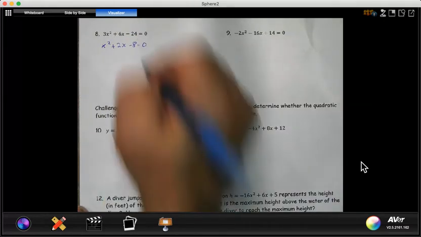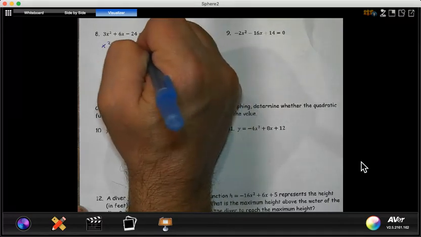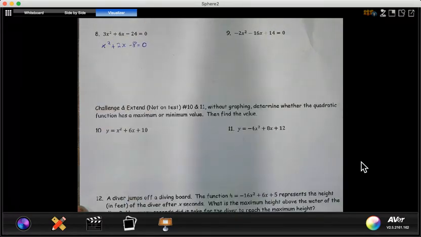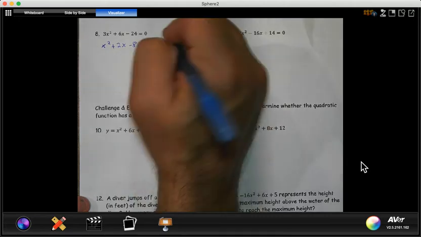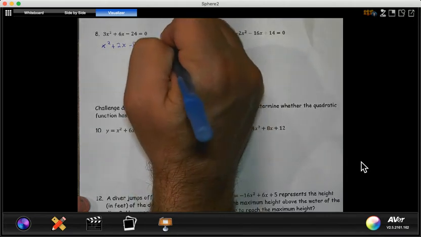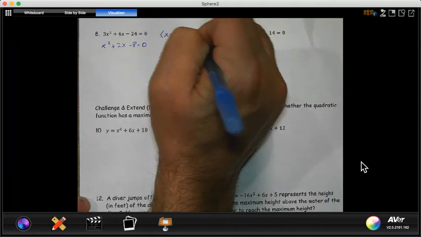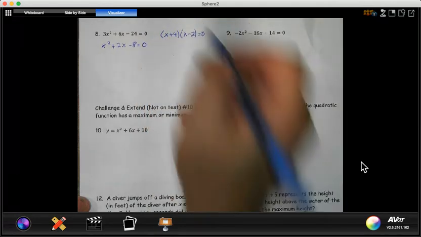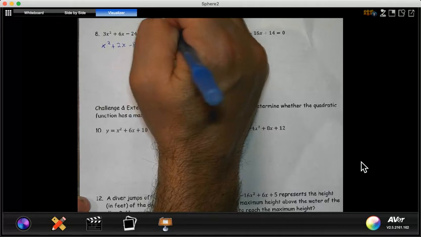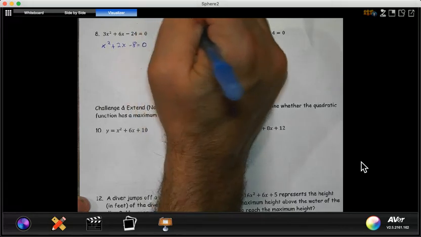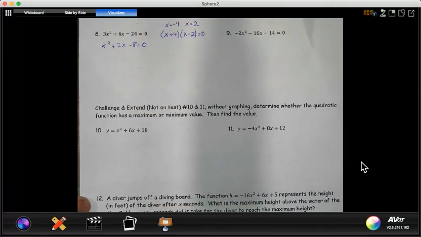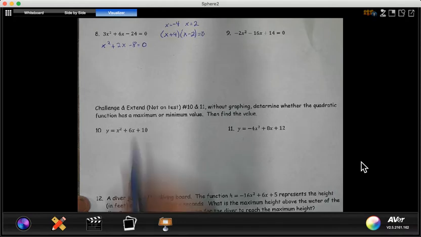And now I could factor this. I'll show you real quick. I'm going to factor it off to the side. That's x plus 4 times x minus 2. So I'm predicting that our solutions are negative 4 and 2. But the directions say we need to solve using the complete the square method. So in order to get our points, we need to show the method.